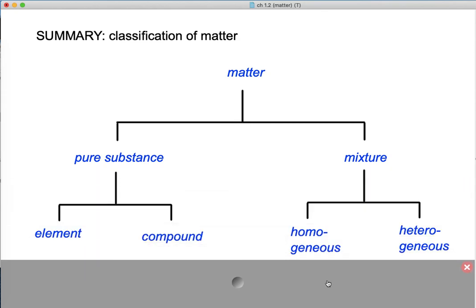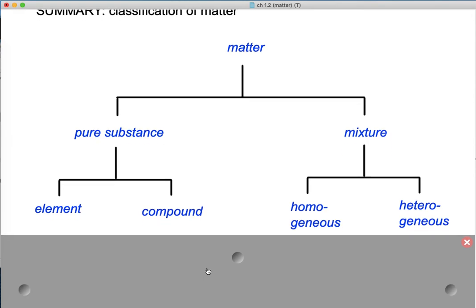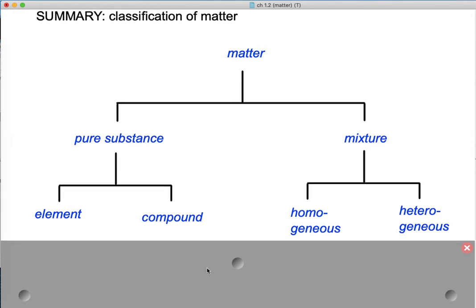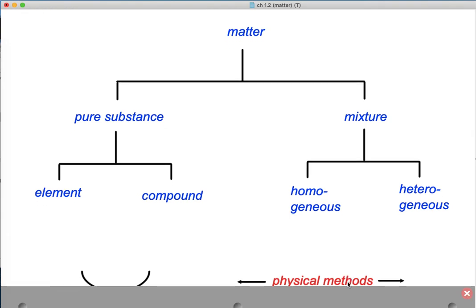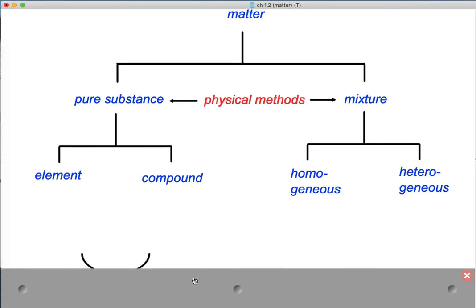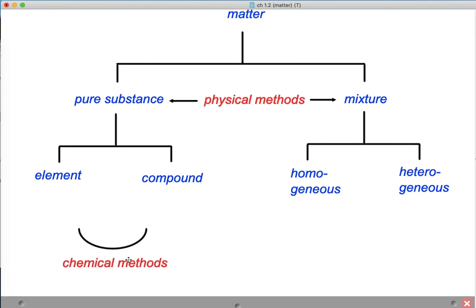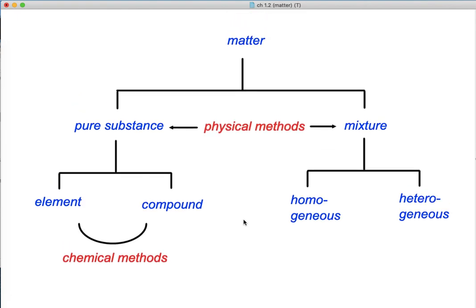If it's a pure substance, it can either be an element or a compound. An element is made up of a single type of atom and cannot be simplified any further, whereas a compound is made up of atoms of two or more different elements that are chemically combined. A mixture can either be homogeneous if it is uniform throughout, or it can be heterogeneous if different regions have different properties. Okay? If I want to convert a pure substance into a mixture or vice versa, I use physical methods. If I want to convert an element into a compound or vice versa, I have to use chemical methods. So there we have our classification scheme for matter.